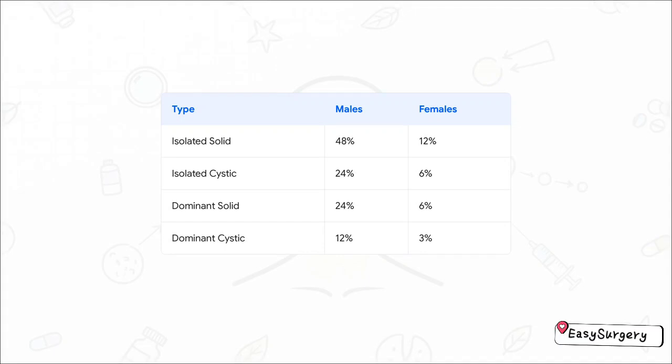Look at how the physical characteristics of a nodule dictate your level of clinical panic. The risk of malignancy is vastly higher in males across the board. An isolated solid nodule in a male patient carries a massive 48% risk of malignancy. That is basically a coin flip, and it demands immediate attention. Even a cystic isolated nodule in a male sits at 24%. Now, females generally have about 1/4 the risk compared to males in these categories. But listen to me, an isolated solid nodule always warrants rigorous workup regardless of gender.